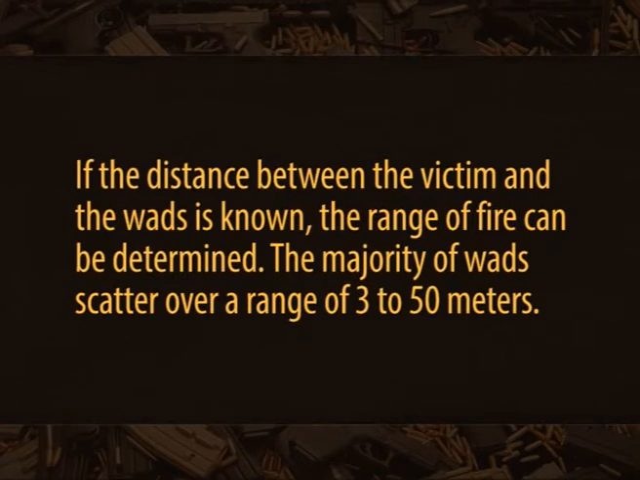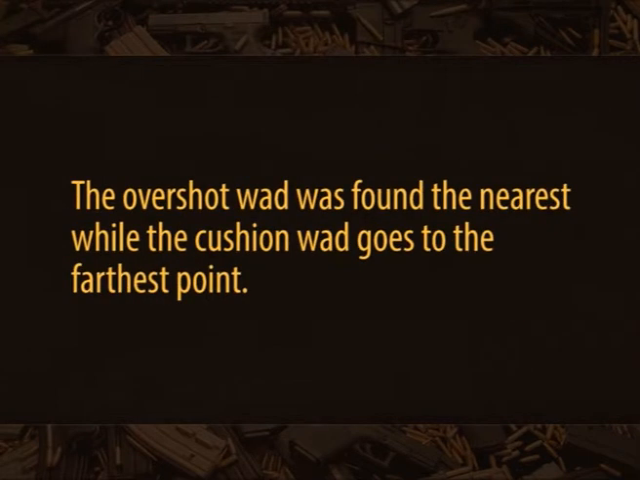If they are not obstructed, they scatter from 5 meters to a long distance. If the distance between the victim and the wads is known, then the range of fire can be determined. The majority of wads scatter over a range of 3 to 50 meters. The overshot wad is found the nearest, while the cushion wad goes to the farthest point.